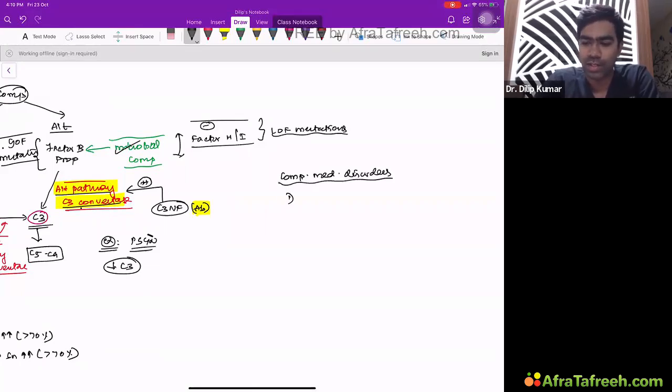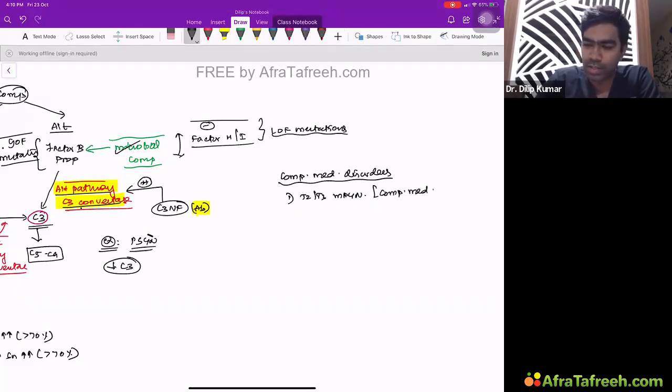One is the classic type 2 and type 3 MPGN, which we are talking about, otherwise referred to as complement-mediated MPGN. The second one that is very important in exams is atypical HUS, otherwise referred to as HUS D minus, but simply we can call it complement-mediated HUS. And this is the right name.